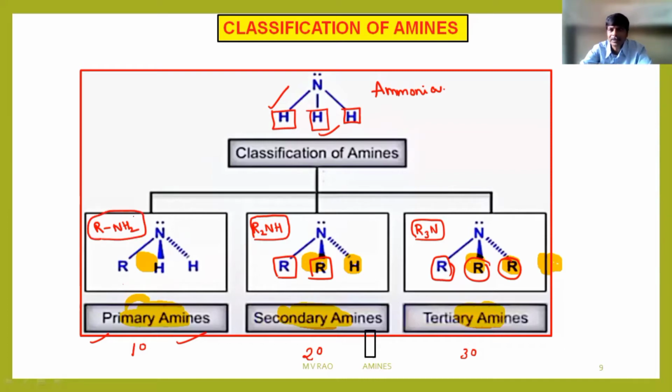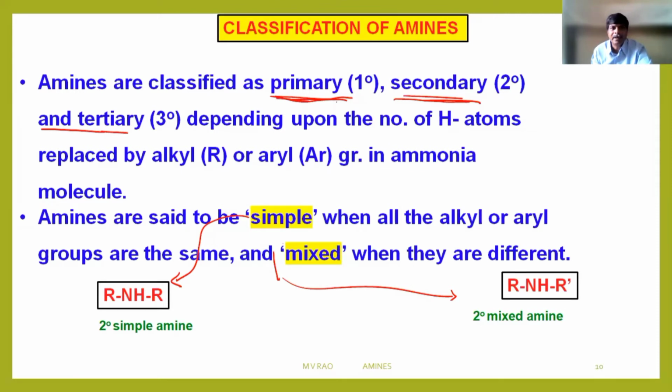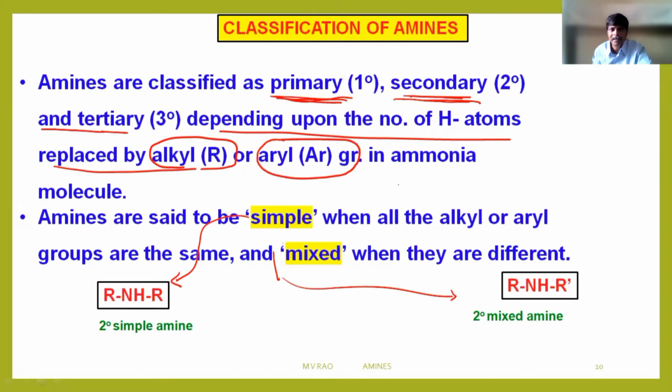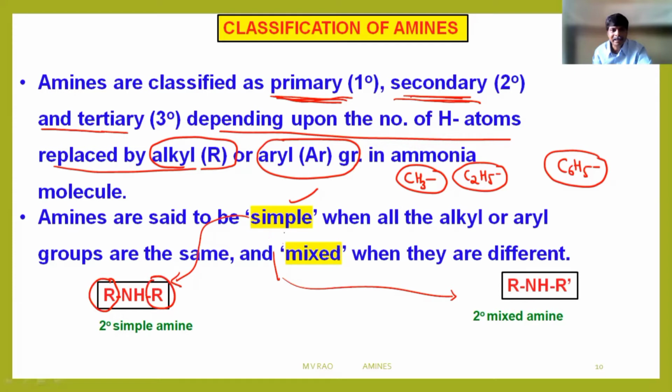So amines are classified into 3 types: primary, secondary, and tertiary amines. Amines are classified as primary, secondary, and tertiary depending upon the number of hydrogen atoms replaced by either an alkyl group or an aryl group in ammonia. Alkyl group means, for example, CH3 methyl, C2H5 ethyl. Aryl groups means C6H5, aryl. Amines are said to be simple when the alkyl or aryl groups are the same on both sides. Then the amines are called simple amines. Simple amines are symmetrical.